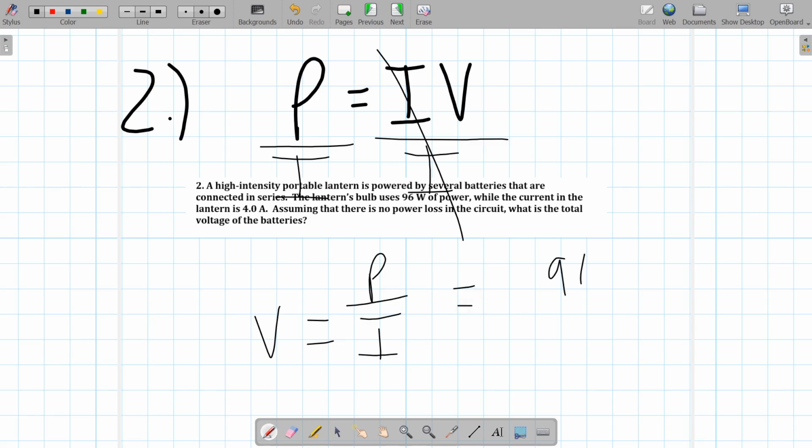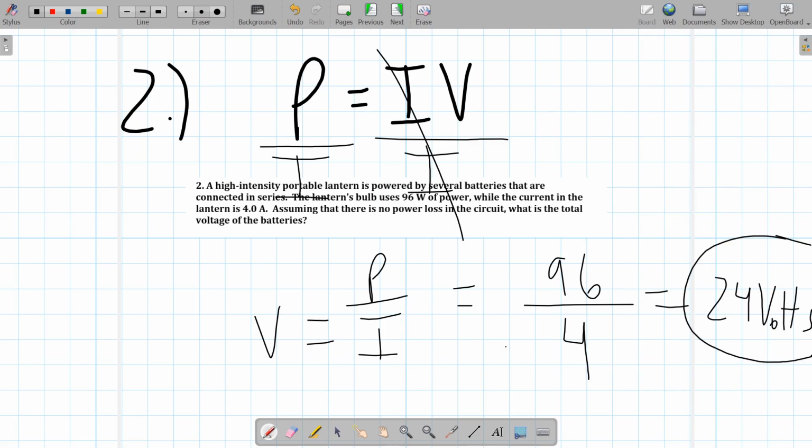The power is 96 watts. The current is 4 amps. So that means the voltage has to be 24 volts. So that's number 2.